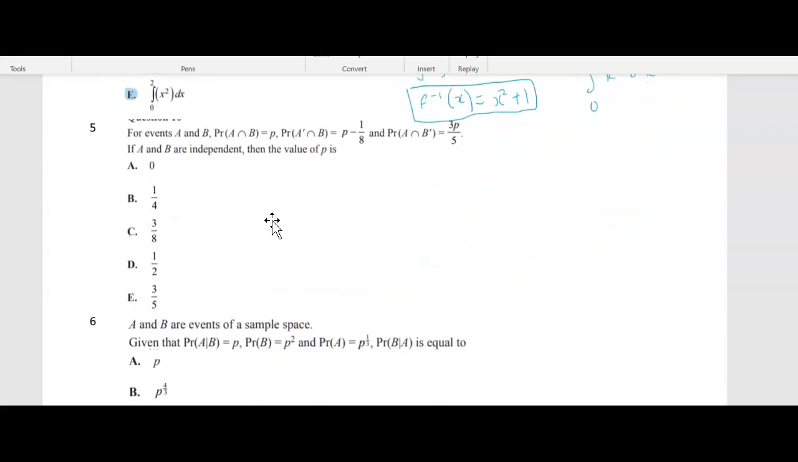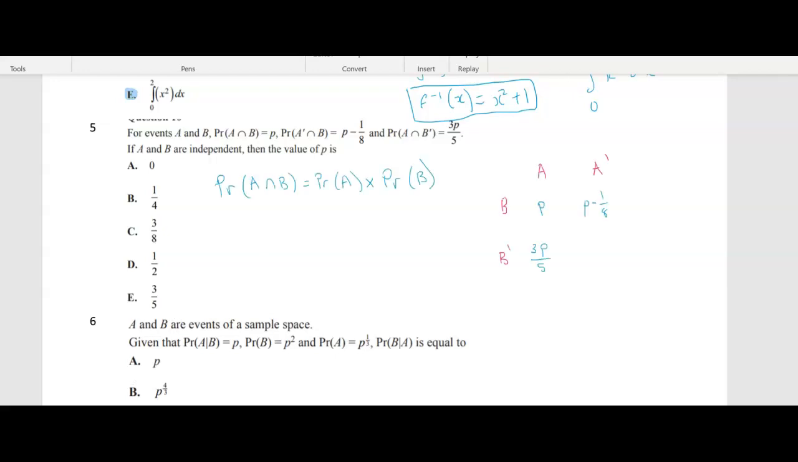Okay, so question 5. For events A and B, the probability of A and B equals P, and the probability of not A and B equals P minus 1 over 8, and the probability of A and not B is 3P on 5. If A and B are independent, then the value of P is. All right, so have a go at doing this question on your own. I would set up a two-way table probably just to get an idea of where all the values sit. So yeah, pause and have a go.